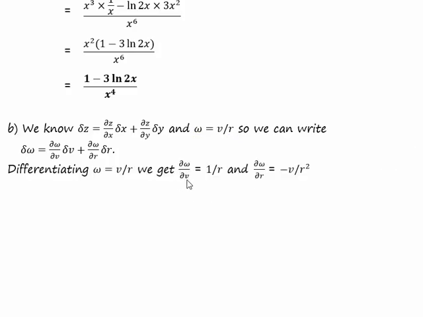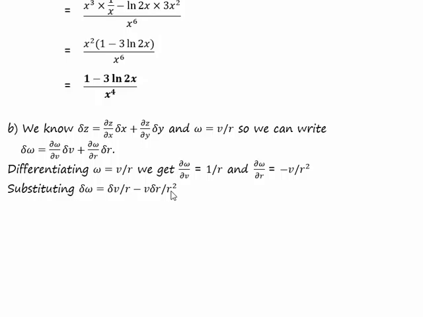So let's differentiate omega equals v over r. We get d omega dv is equal to 1 over r, and d omega dr is equal to minus v over r squared. Substitute those into this equation here, and we get delta omega is equal to delta V over R minus V delta R over R squared.